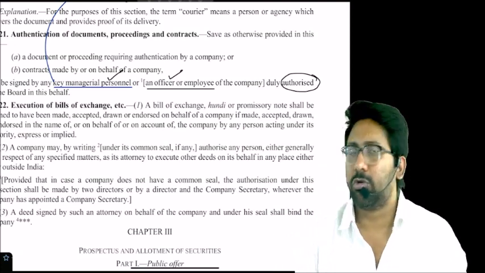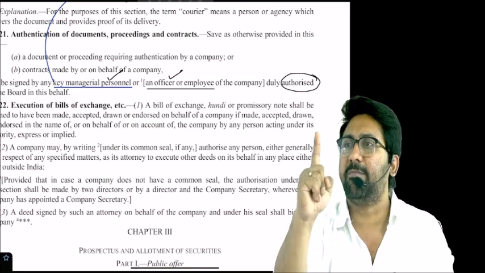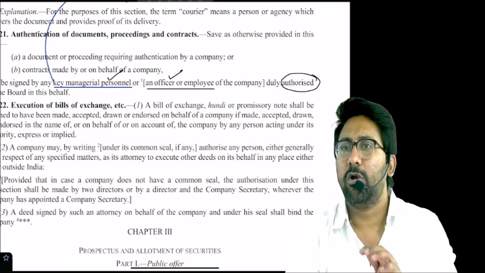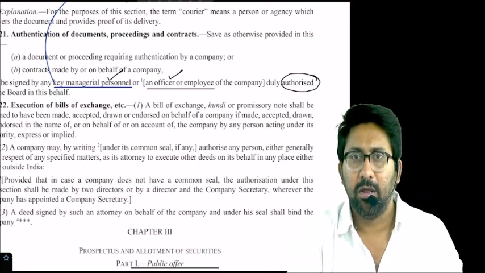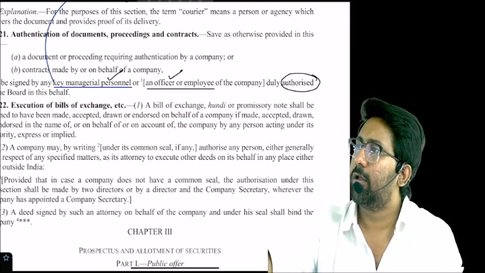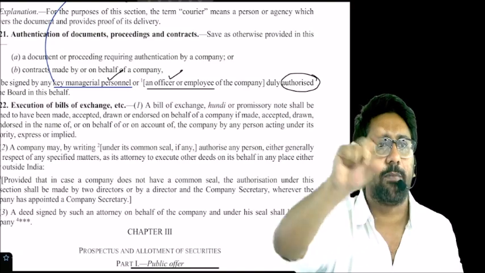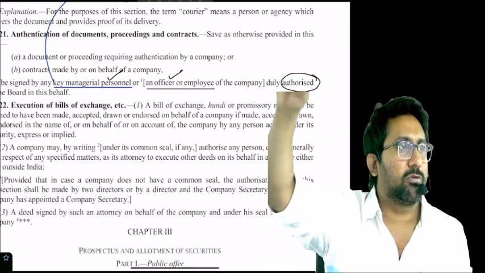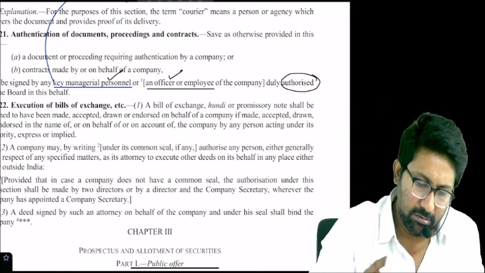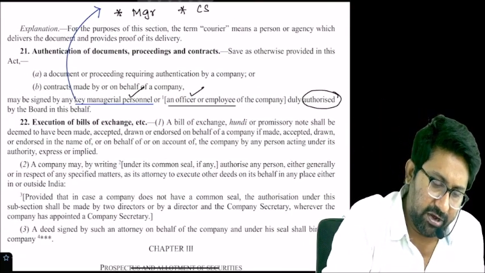Clear, everyone? So documents, proceedings and contracts on behalf of the company can be signed by 3 persons. Number 1, KMP, officer or employee, duly authorized by the board. There are so many officers and employees. Which person? The board has to authorize. Okay, you have the power to sign on documents, you have the power to sign on contracts, you have the power to sign on proceedings, like that it has to give the power. Clear? Done. This is the end of another section, section number 21. 21 also over.